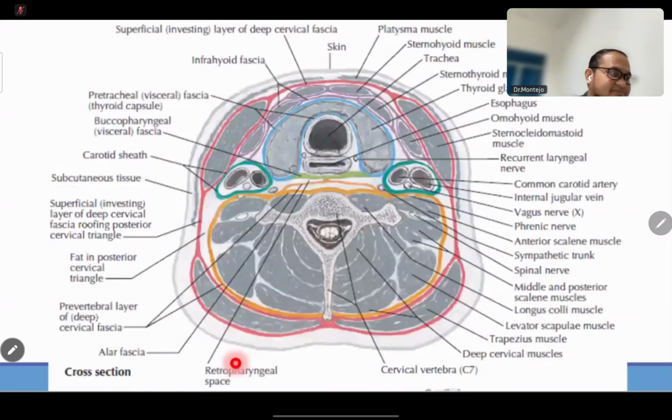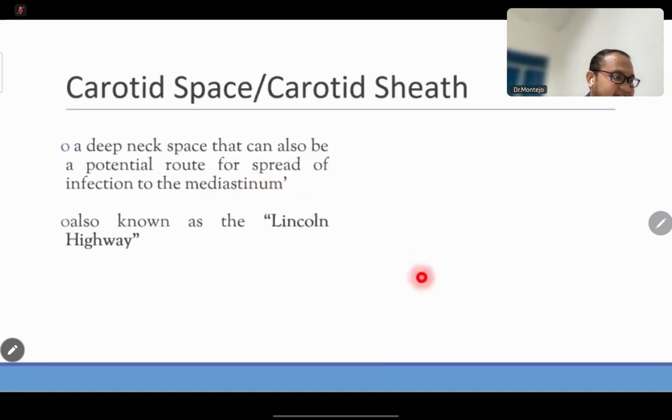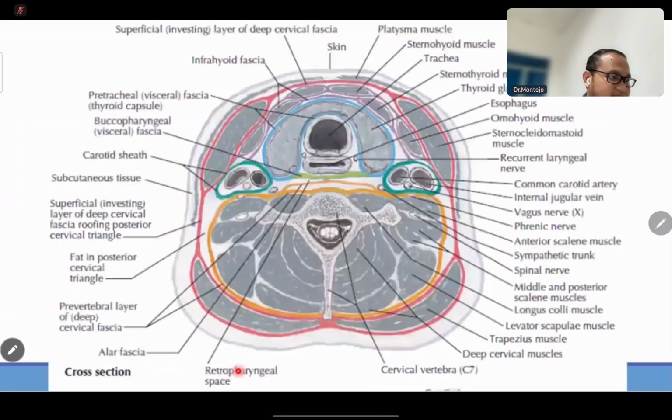Next would be your carotid space or your carotid sheath. This is another space wherein infection could spread up to the mediastinum. So there are only two such spaces. One would be your alar space, and next would be your carotid space. This is also known as your Lincoln Highway. Infections here travel along your common carotid artery. Where does it go? To the heart, the common carotid. So it still goes to the mediastinum.